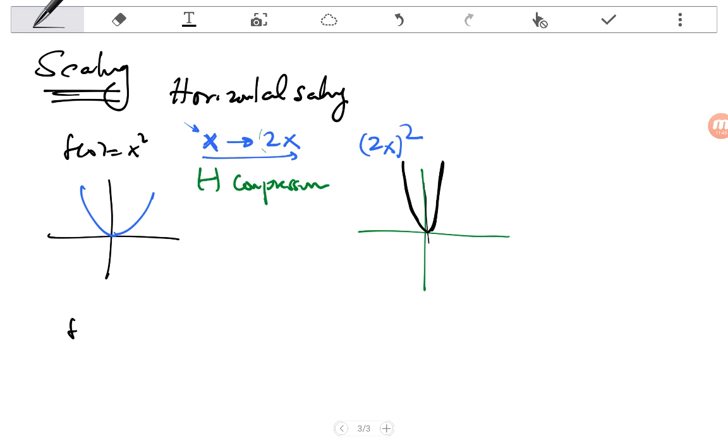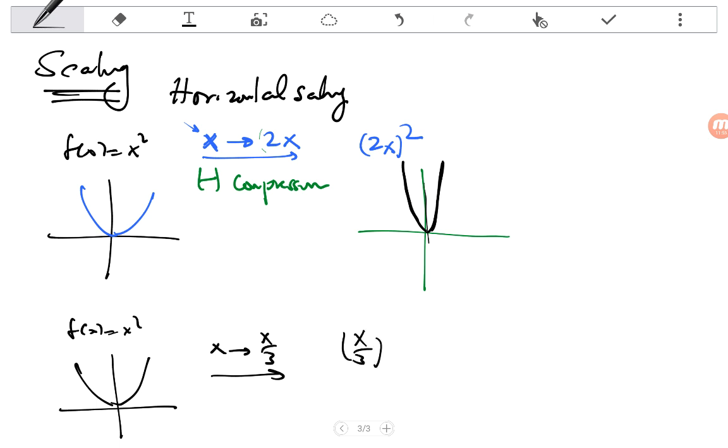Now if I have f of x is equal to x squared, and this is the function, but in this case I make it x over 3, so that the new expression will be x over 3 all squared. What is the new graph? It will be horizontal expansion now. In this case it's called expansion.